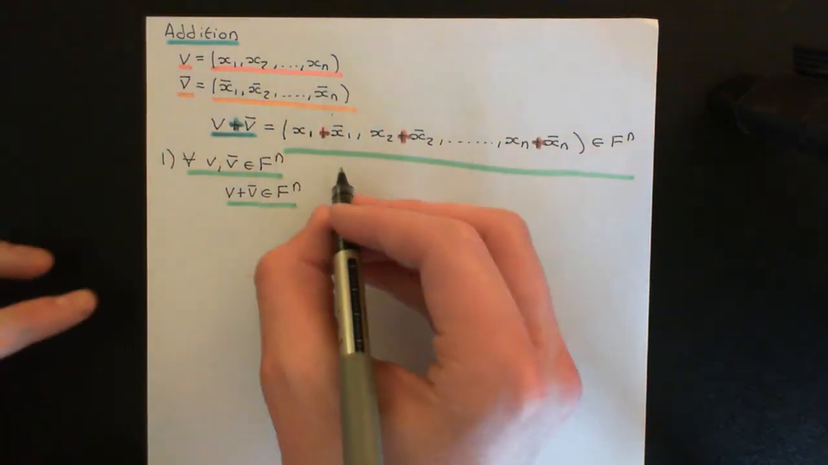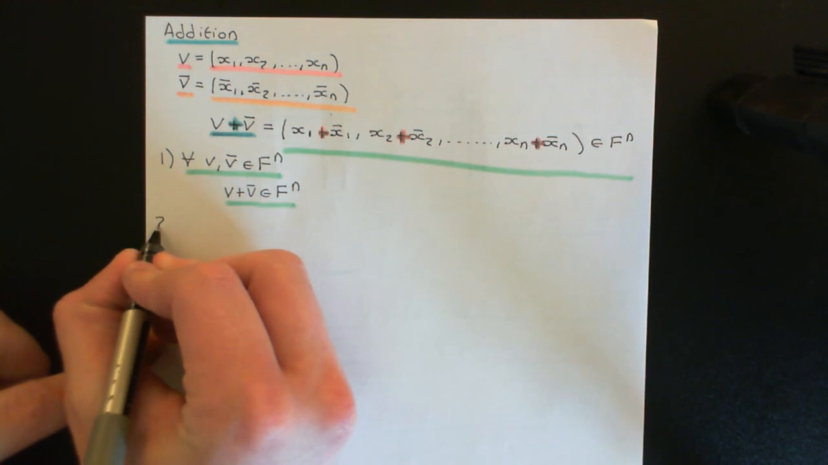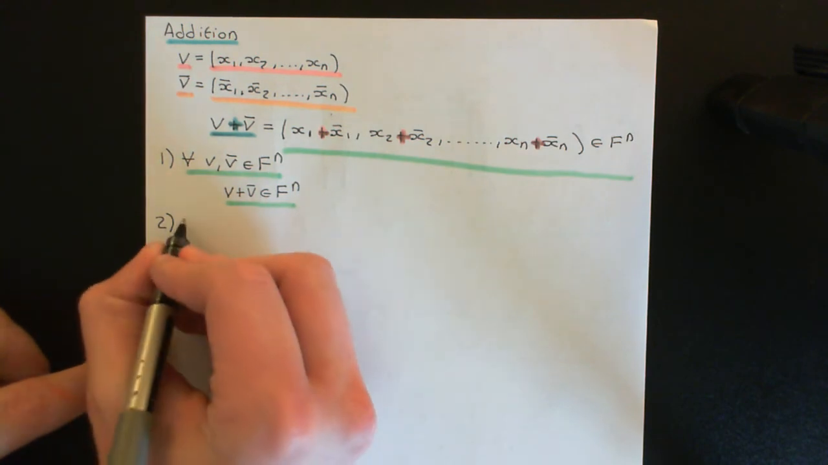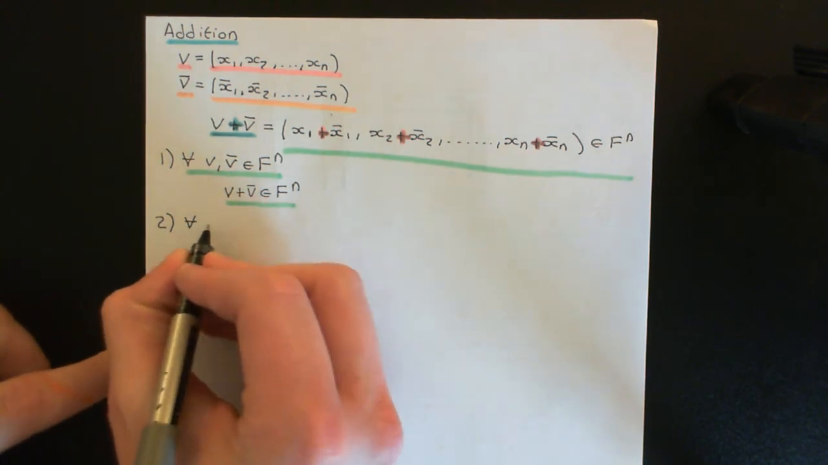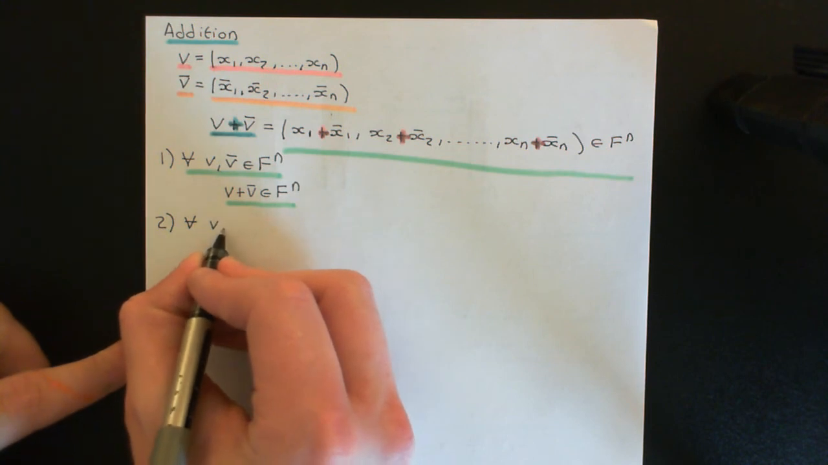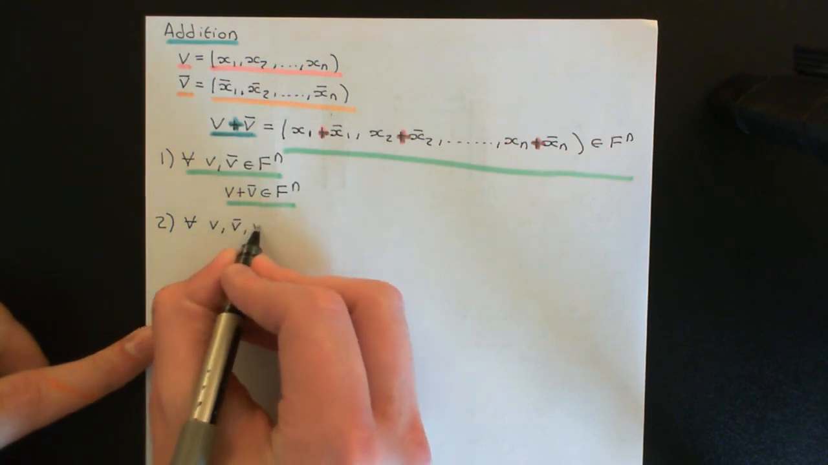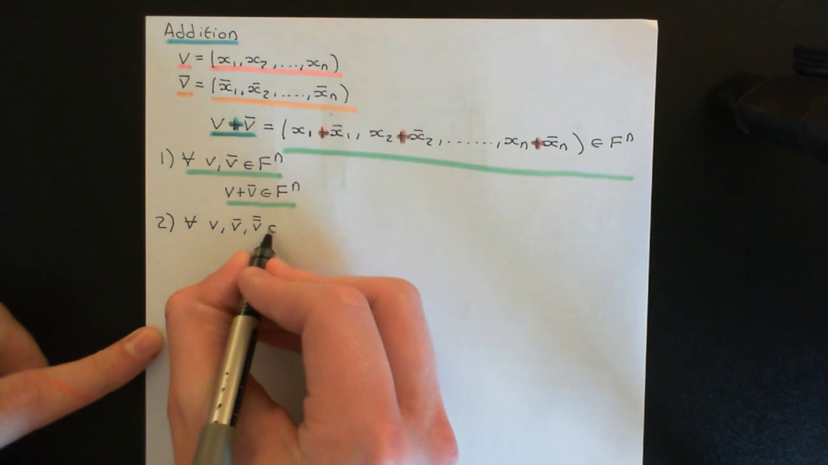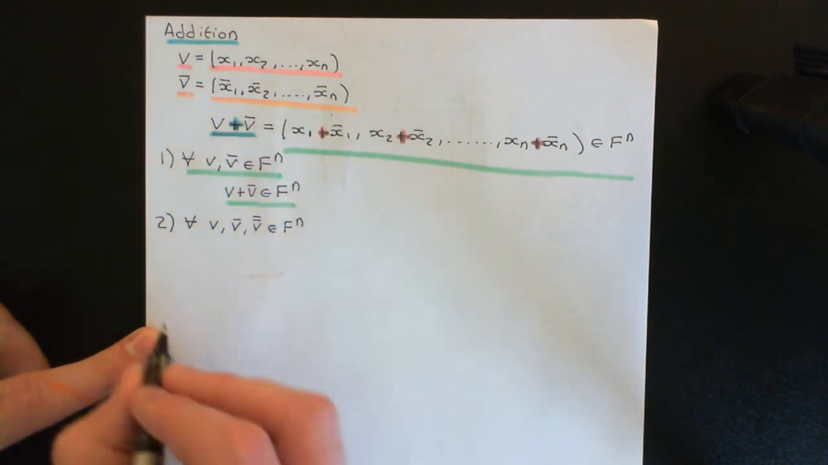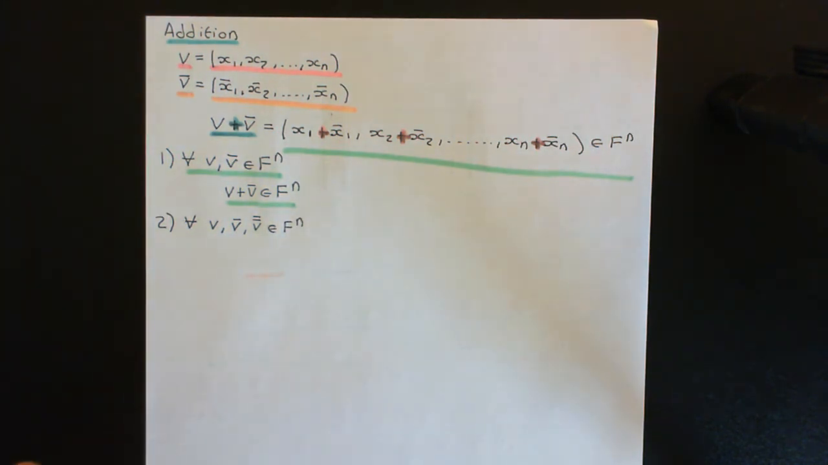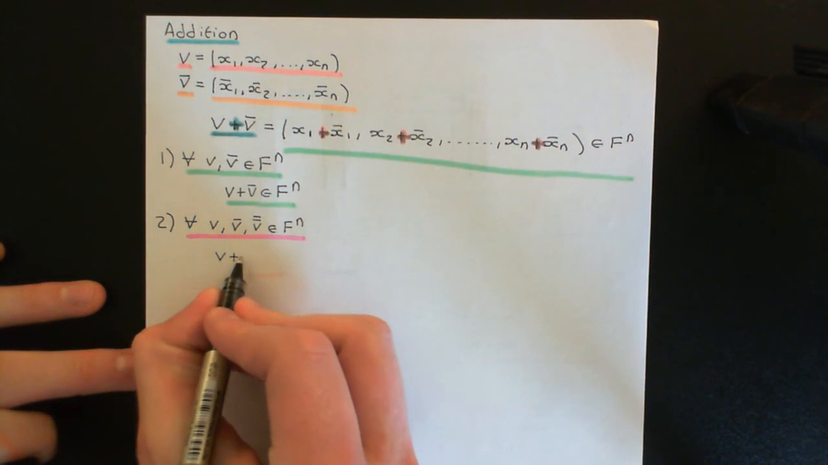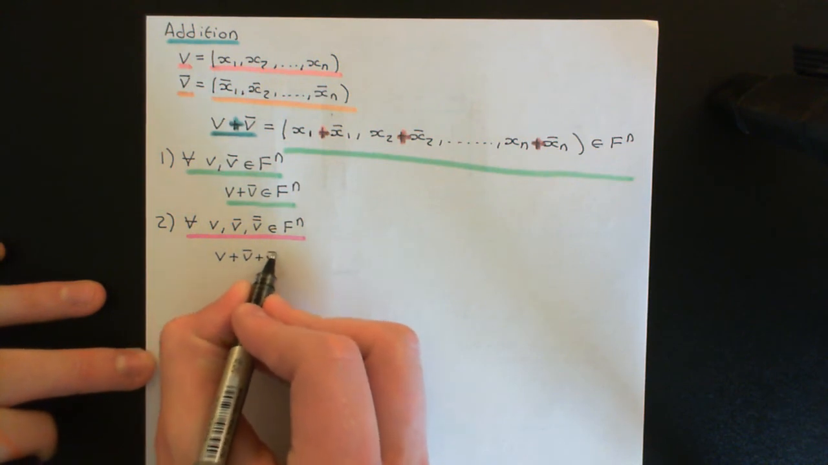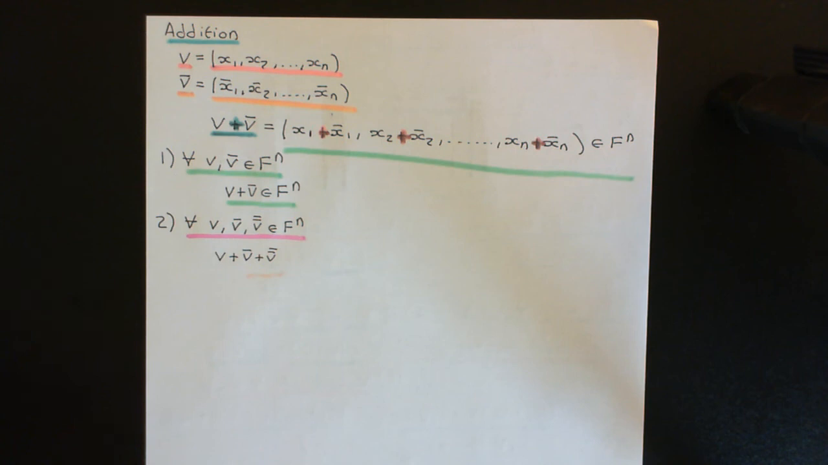Axiom number 2 of an abelian group is associativity. This says that if we have three vectors, let's say v, v bar, and v double bar, which are all elements of Fn, we want to prove that when we add these three together, there's one and only one answer as to what that actually is. So if we consider v plus v bar plus v double bar, we want there to be one and only one answer. Now, why might there be two answers to that?